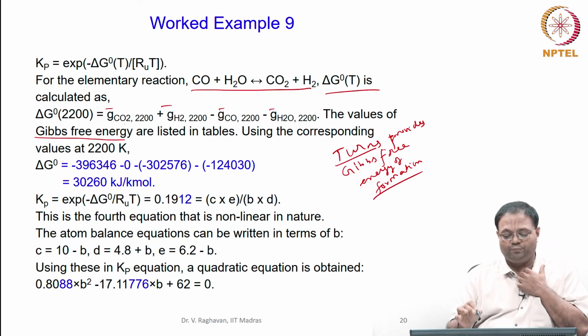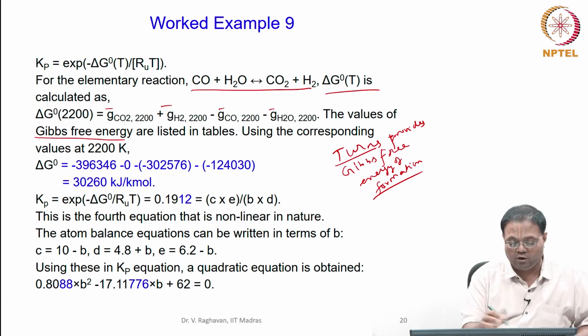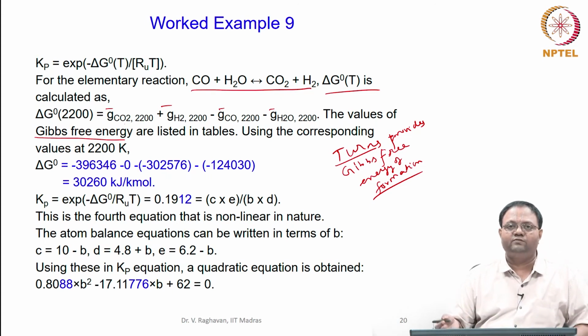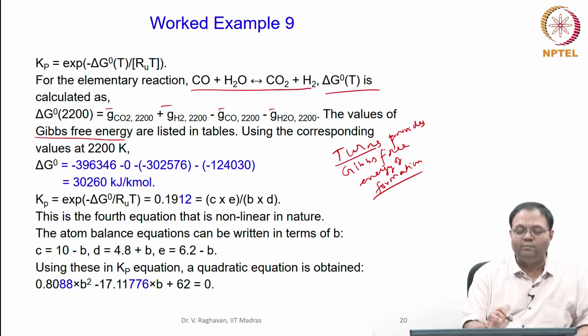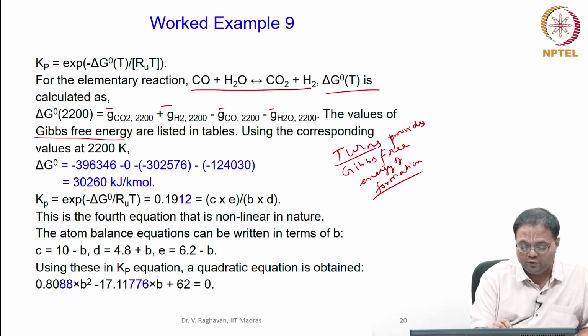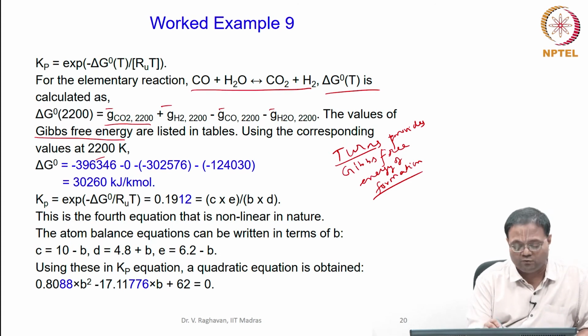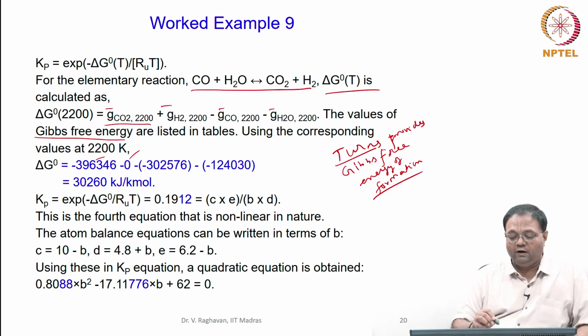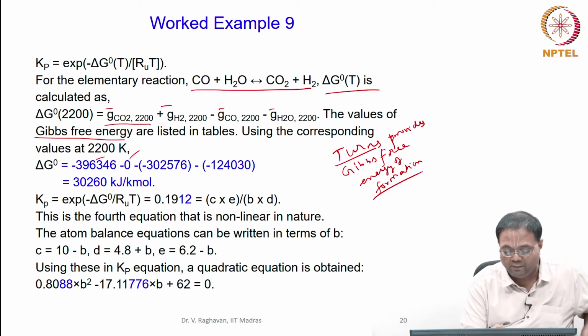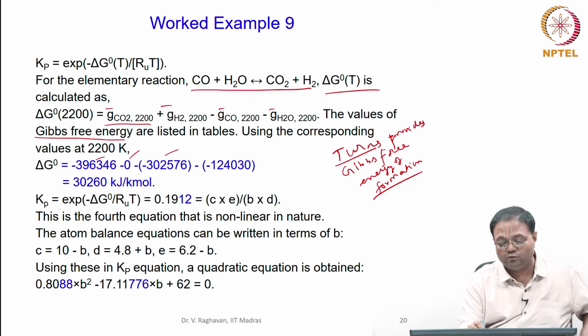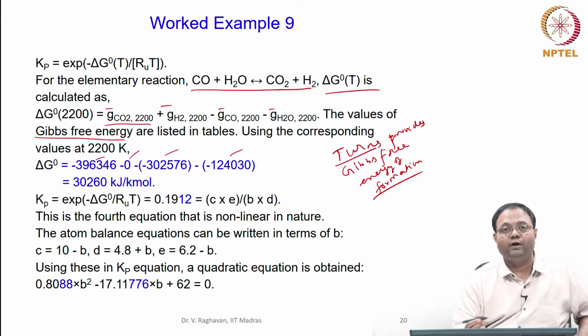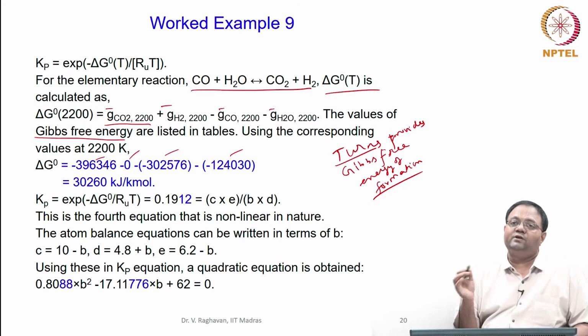Okay, so let us follow the Turns book for this particular example. You can also use NIST tables and other things, but I do not think there will be any big change in the values. So, the Gibbs free energy corresponding to 2200 Kelvin for CO2 is minus 396346. For H2, it is a basic element, so Gibbs energy of formation is 0, and for CO it is minus 302576 at 2200. Similarly, for H2O it is minus 124030. You can also calculate it as H minus Ts, that is also possible.